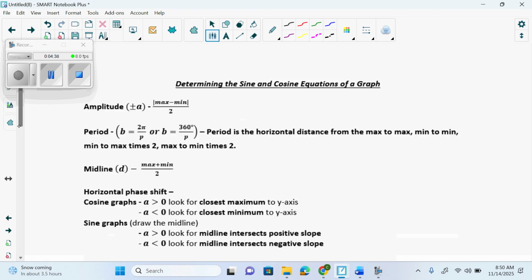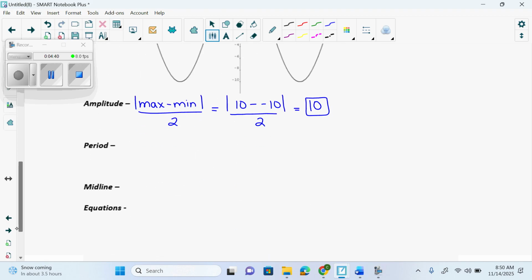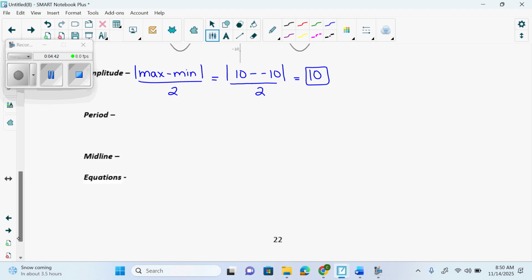And we're going to go to the bottom. So we're going to find amplitude, period, midline, and equations. Let's talk about the equations for now. We're going to set up 4 equations. Every single one of these graphs can be represented by 4 equations.